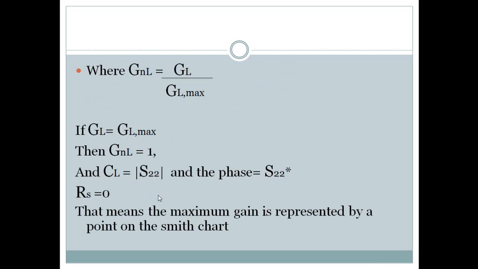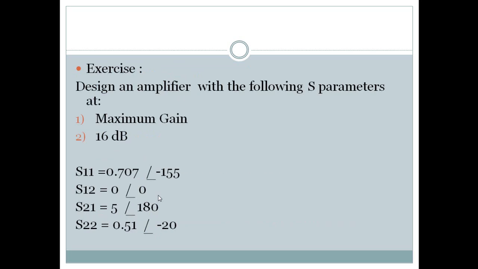G_L will equal the gain at the load over the maximum gain at the load. If the gain at the load equals the maximum gain at the load, then G_L will equal 1 and the center will be at S22 magnitude and the phase at S22 conjugate. The radius will equal 0. That means it is represented by a point.